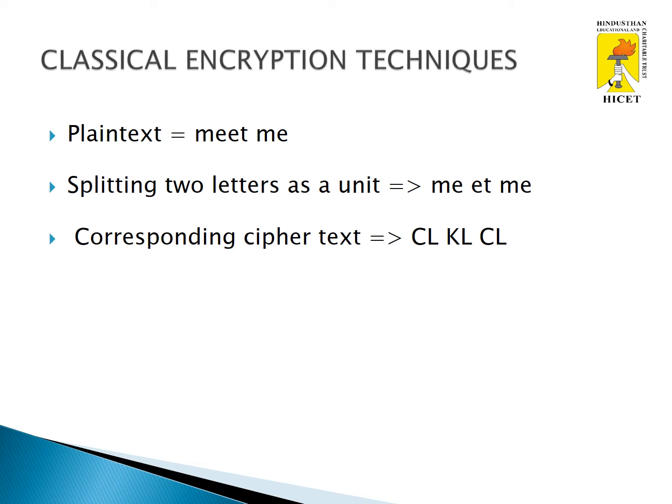Here the first two letters M and E are created as one pair, and the letters E and T are created as a second pair, and again M and E are created as the next, third pair. Now we apply those rules to convert these pairs into ciphertext. Here the pair ME is converted to CL, the pair ET is converted to KL, and the pair ME is converted to CL.